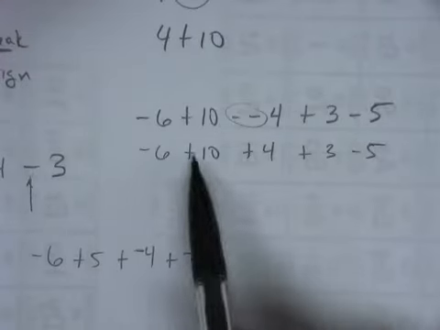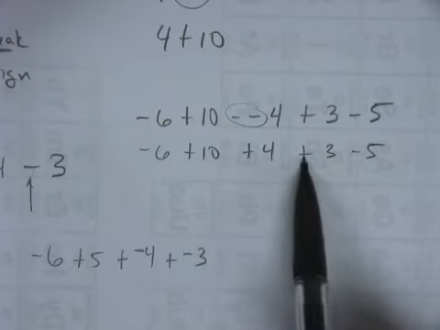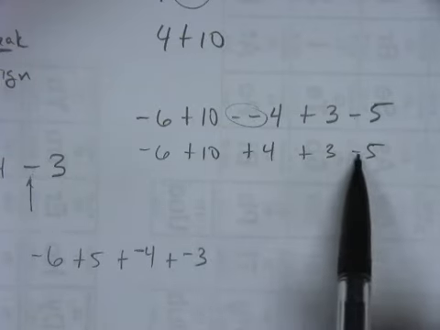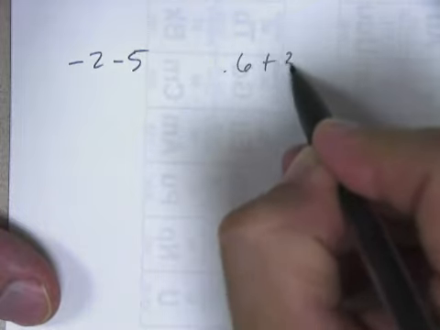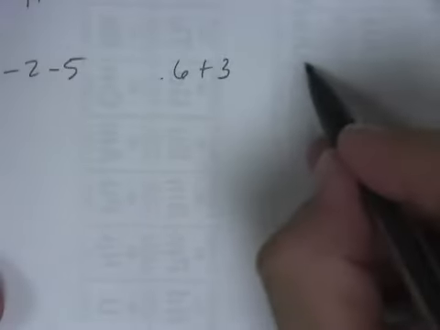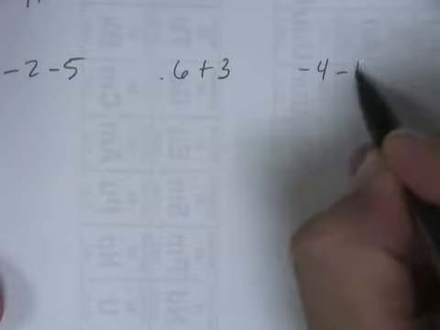And then I can say negative 6 plus 10 plus 4 plus 3 minus 5. All right, now with all of that in mind, here's what some of the problems are going to look like tonight. You're going to be given like negative 2 minus 5. You're going to be given something like 6 plus 3. You're going to be given something like negative 4 minus 10.